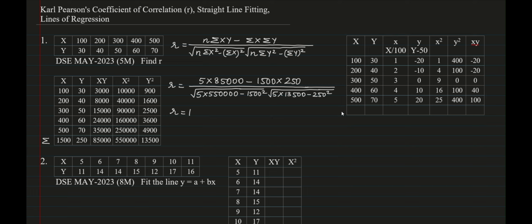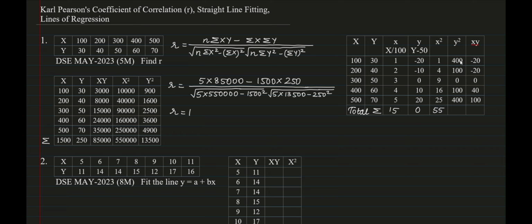Let's calculate the total. 1 plus 2 plus 3, 6 plus 4, 10 plus 5, 15. Minus 20 plus 20 minus 10 plus 10, all these get cancelled and this summation of y will be 0. 1 plus 4, 5 plus 9, 14 plus 16, 30 plus 25, 55.